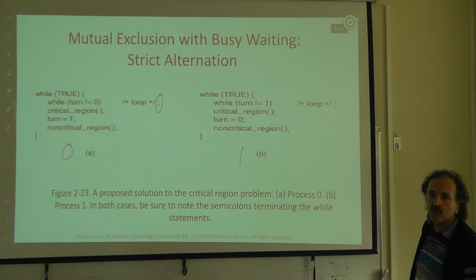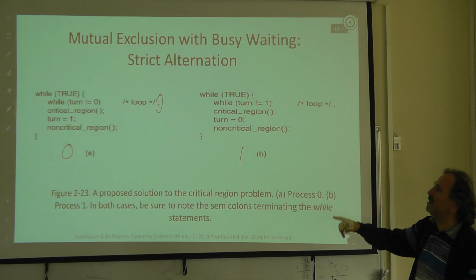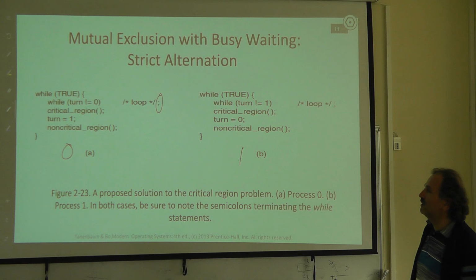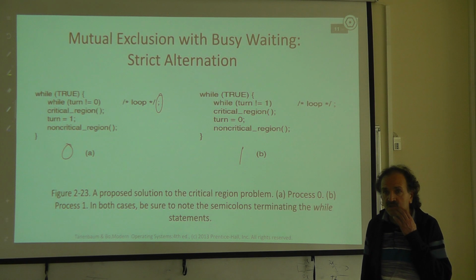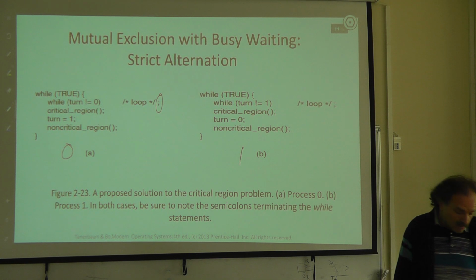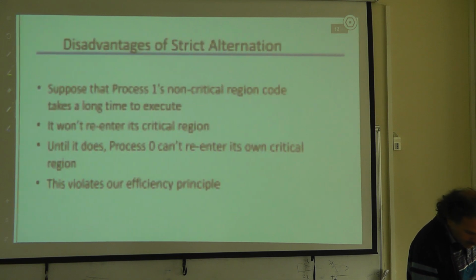So it solves the race conditions mutual exclusion problem, but it causes very serious performance issues. One is dependent on the other. Questions? You see the problem, right? Okay, I will continue then.